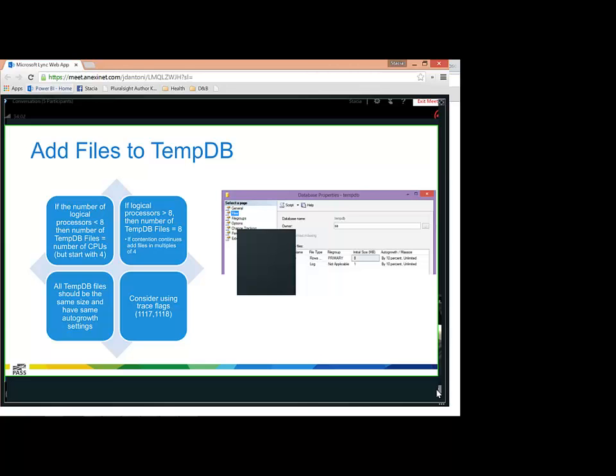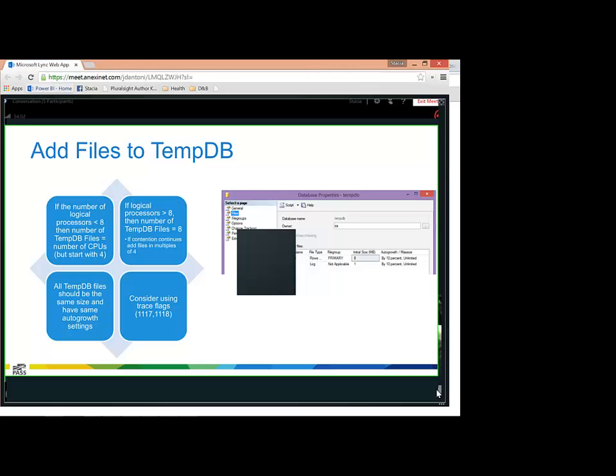Trace flag 1118 is something I'd always recommend. It changes the way pages are allocated for TempDB to a better performance model. One thing I'll mention about that, there really is no downside to it. Paul Randal's blogged about it pretty extensively. A lot of trace flags have a kind of, you get this benefit, but there's this downside in this other scenario. This one doesn't have that.